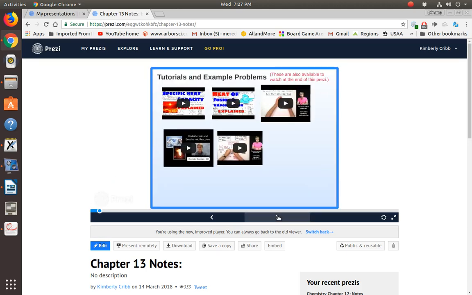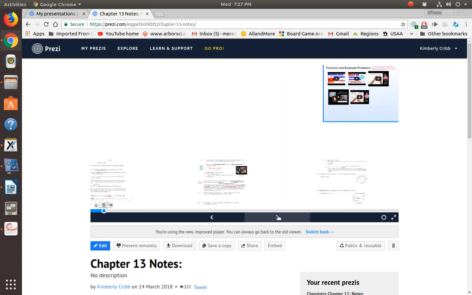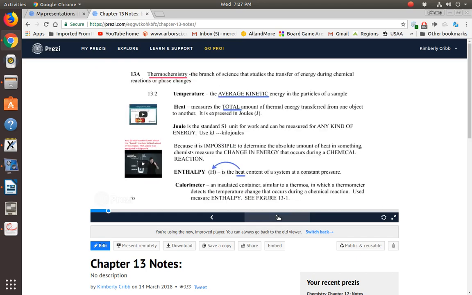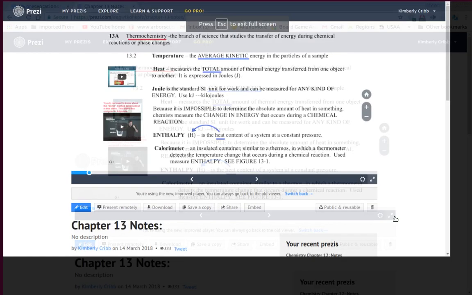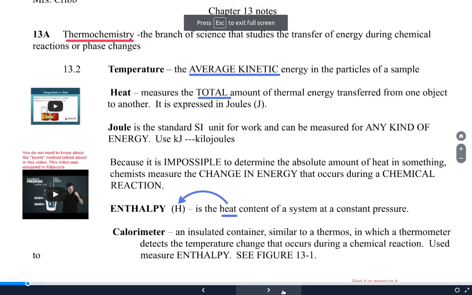I wanted to show you that there are a bunch of tutorials in this particular chapter, and they're located at the beginning of the Prezi, and they'll also be at the end of the Prezi so that you can access them if you need to. So we're going to start with our notes. Pull out your notes for chapter 13. I'm going to kind of go back and forth between the notes and also the Prezi itself.